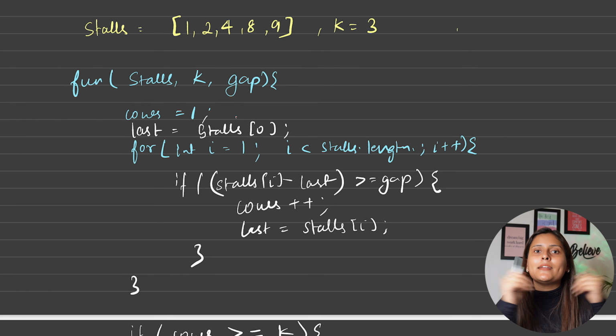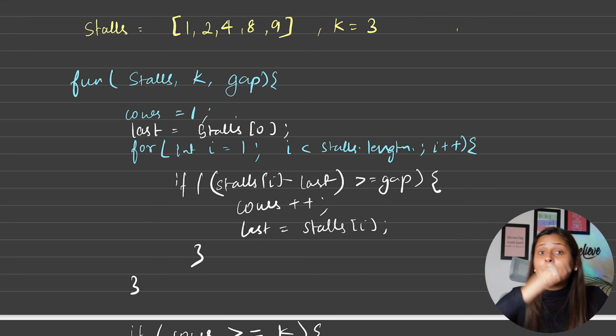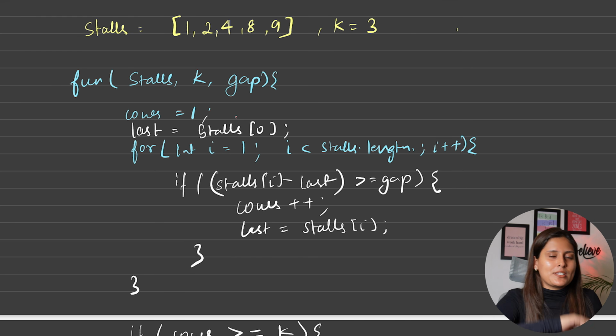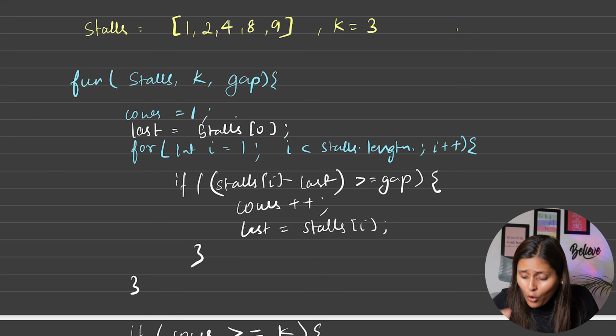So why check consecutively? Why not apply the binary logic there? Why not check for the mid? If it is possible with mid, then we will go towards the right side. And if with mid it is not possible, it means we have to go for a lower gap, so we will go towards the left side. And that is the logic. The whole logic will be the same.